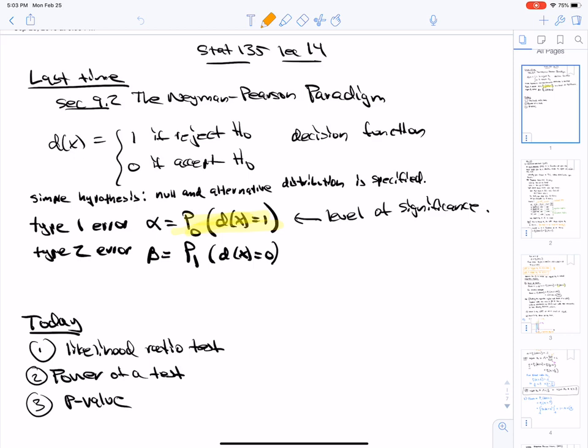We start with a decision function, which is 1 if we reject the null and 0 if we accept the null. A simple hypothesis is when the null and alternative distribution is fully specified. Of course, we can have two types of errors. One, which is called alpha, is when we reject a null when the null is true. The p sub 0 means that we're talking about the null distribution. The type 2 error beta is when we accept the null when the alternative is true.